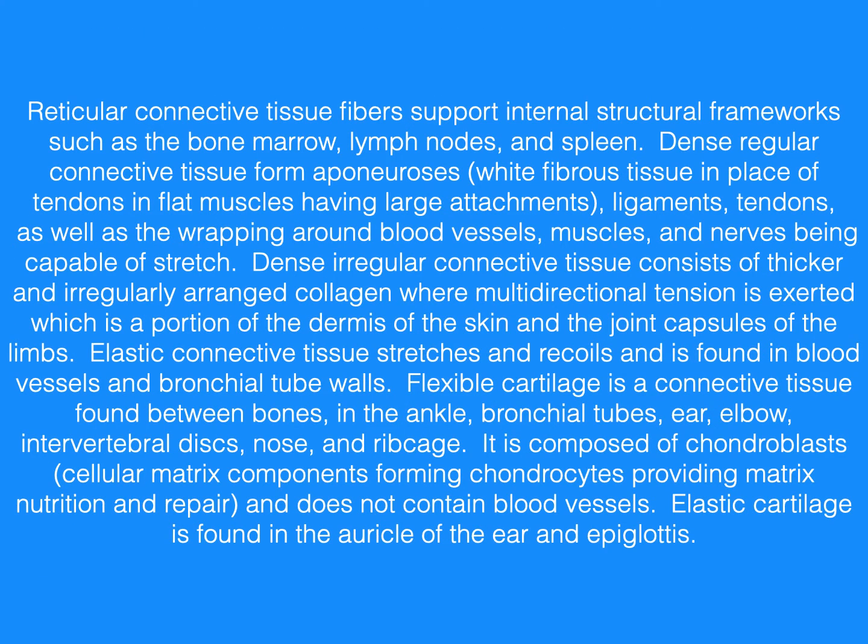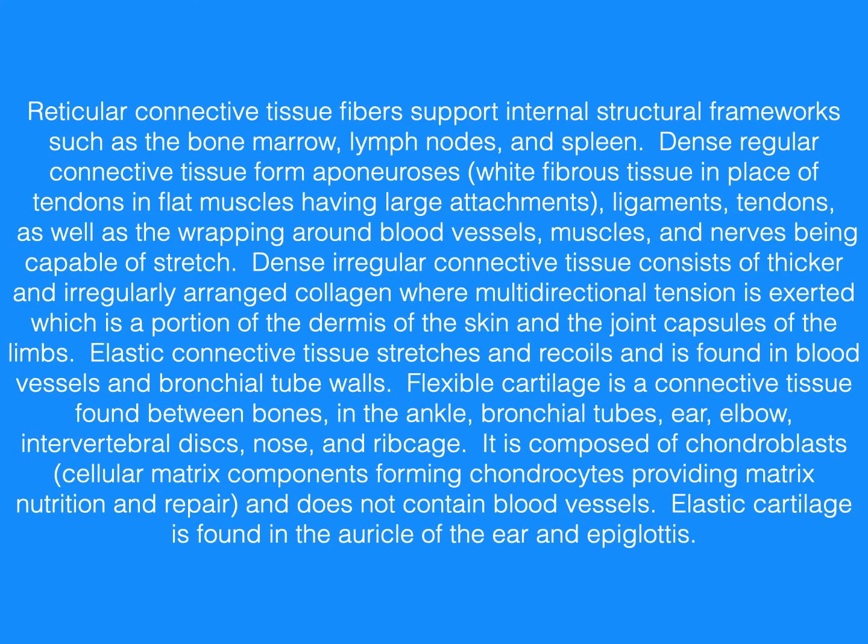Reticular connective tissue fibers support internal structural frameworks such as the bone marrow, lymph nodes, and spleen. Dense regular connective tissue forms aponeuroses, ligaments, tendons, as well as the wrapping around blood vessels, muscles, and nerves, being capable of stretch. Dense irregular connective tissue consists of thicker and irregularly arranged collagen where multidirectional tension is exerted, which is a portion of the dermis of the skin and the joint capsules of the limbs. Elastic connective tissue stretches and recoils and is found in blood vessels and bronchial tube walls.